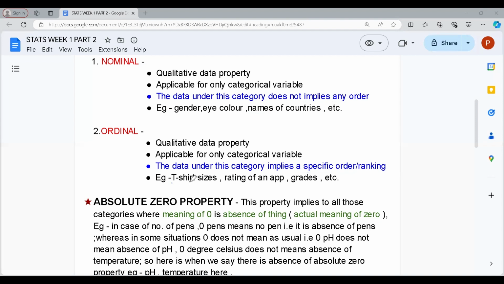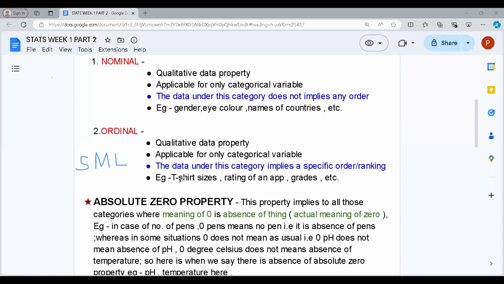Example, t-shirt sizes. For example, I say that I have small, medium, and large. I'll write them as full words, but just for the sake of keeping them short, I'm writing S, M, and L to denote small, medium, and large.